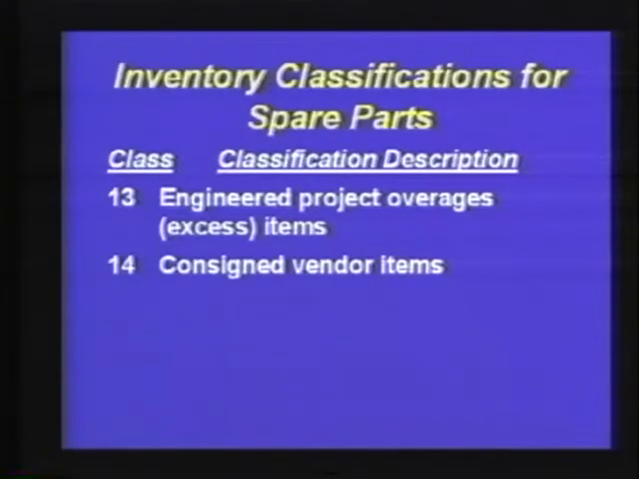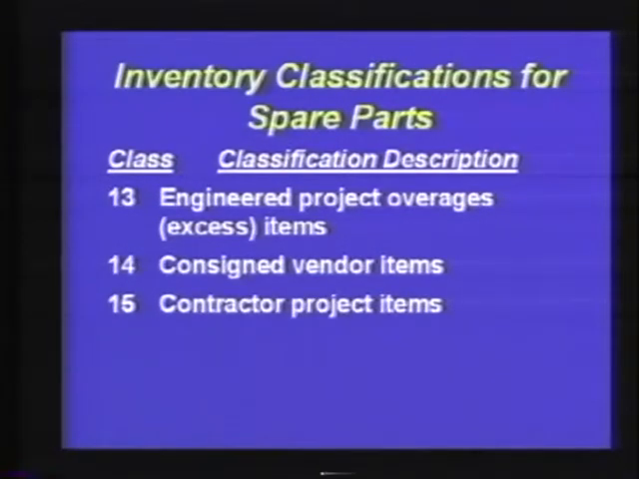And then we have Class 14, which are consigned vendor items. That means you don't own it, the vendor does, but it is our advice that your financial department has an insurance policy that would protect you financially if there were any loss of those particular items. And the same application holds true with Class Code 15, which pertains to contractor items. The contractor owns them, but all you're doing is housing those items for a short period of time until the contractor actually uses them.